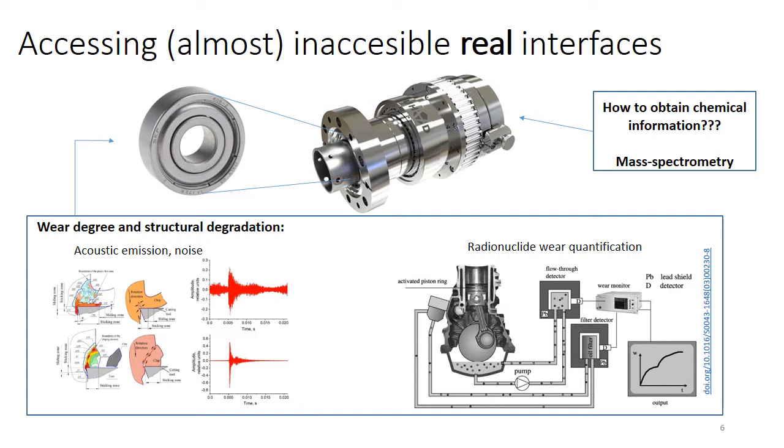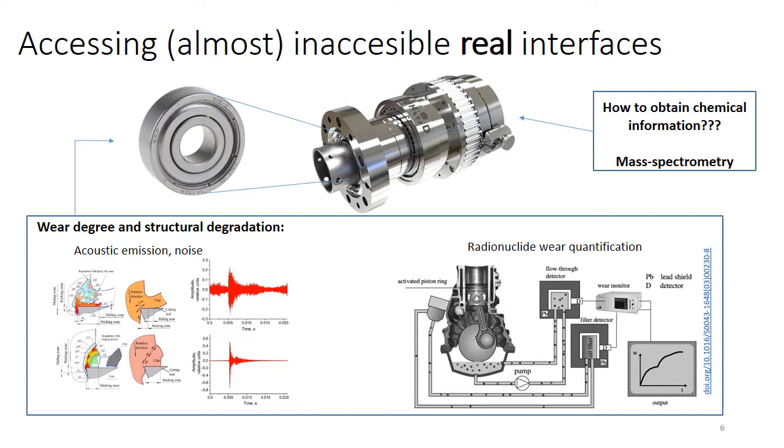And another technique which was developed in the middle of the 20th century involves using radioactive materials introduced first in the sliding interface, and then by measuring radioactivity of the lubricating oil, the degree of wear and the wear rate can be monitored in situ and in Operando. However, these techniques do not provide any chemical information on the tribochemical processes.